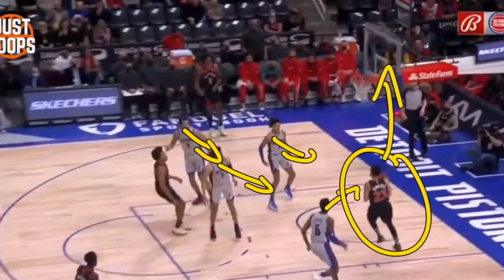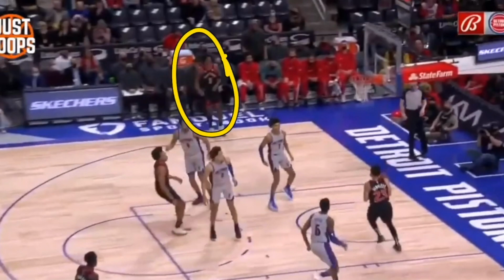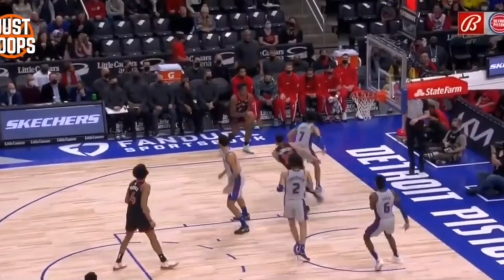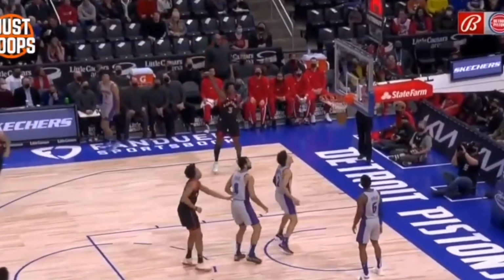Is he going to go up for a layup? No, he's got 2 players who could potentially block his shot. He has a very good 3-point shooter out on the wing. He can kick that ball out, and there's nothing that defense can do to stop him because they all collapsed and paid attention to Fred VanVleet.